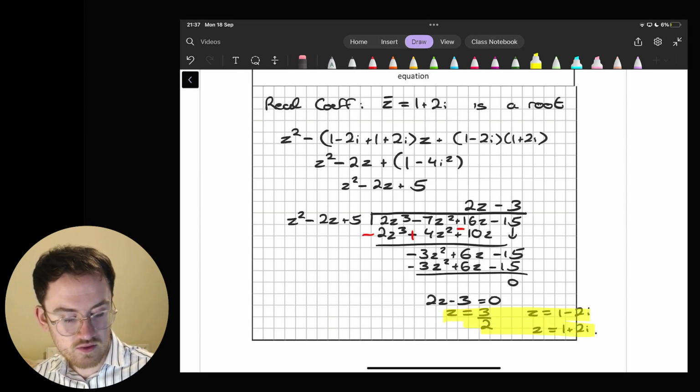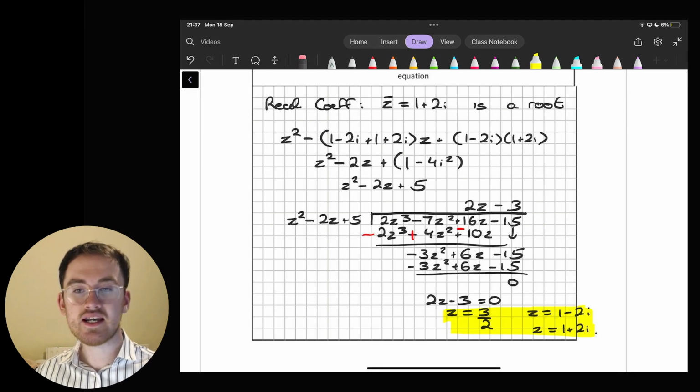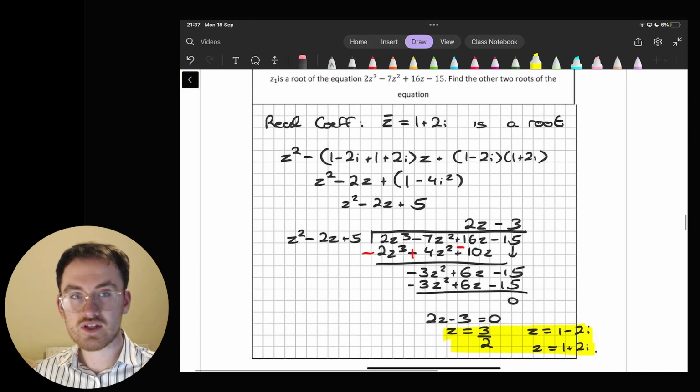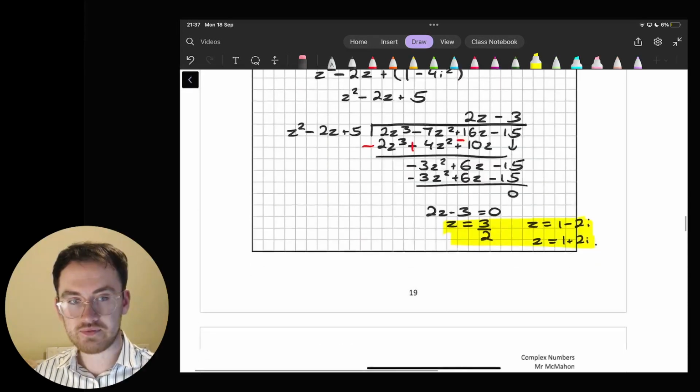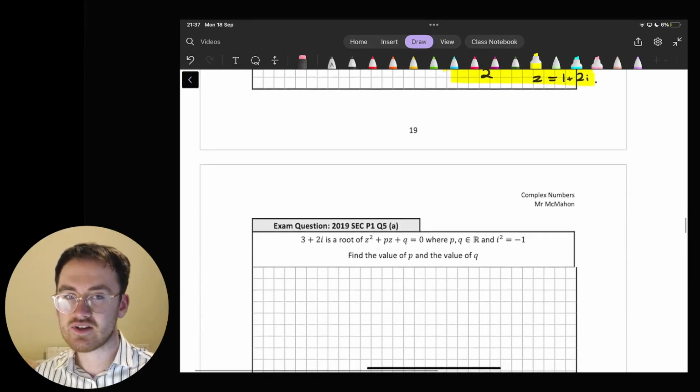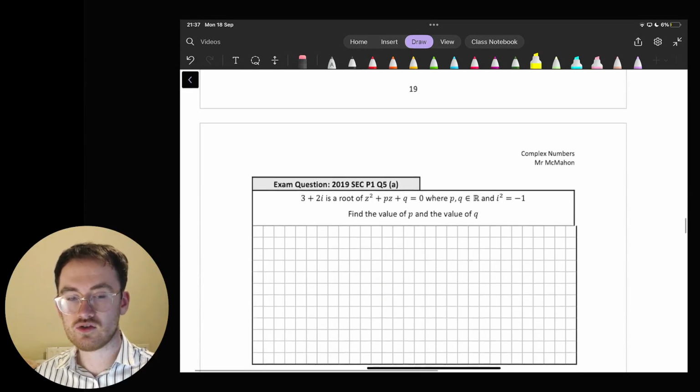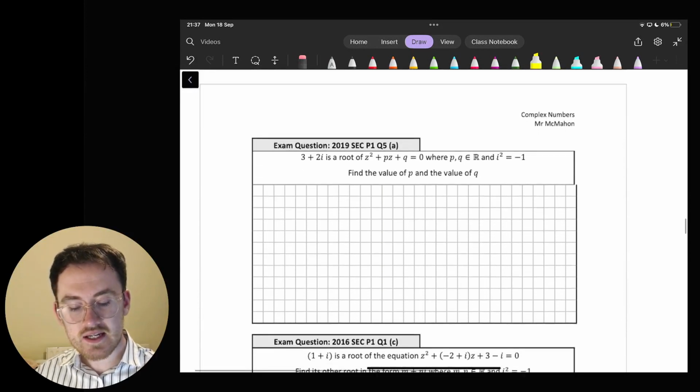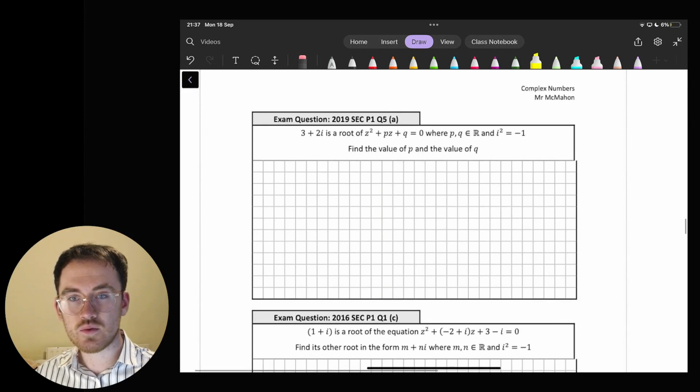Okay, and those are my three roots, and it's important to lay those out. We've said this already, but general exam technique: if you're asked for the roots, lay out the roots that you're looking for. We were asked to find two, we might as well just lay out all three of those. I'm going to skip over that second one. I'm going to leave that as one for you to do.